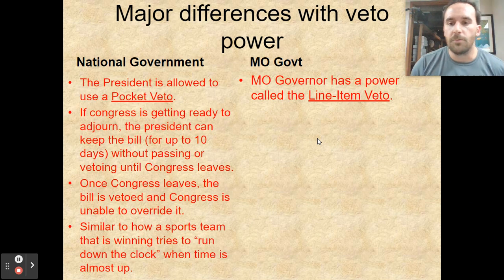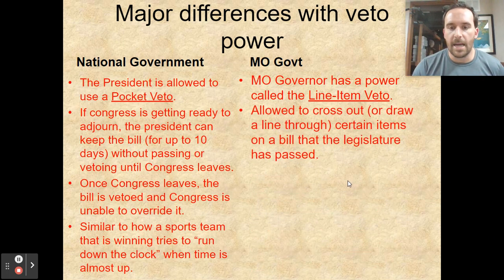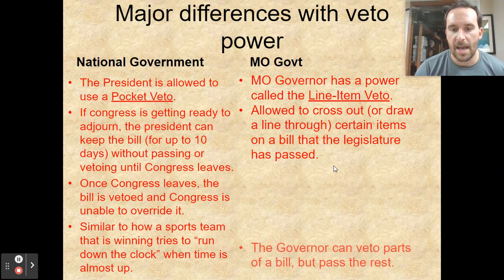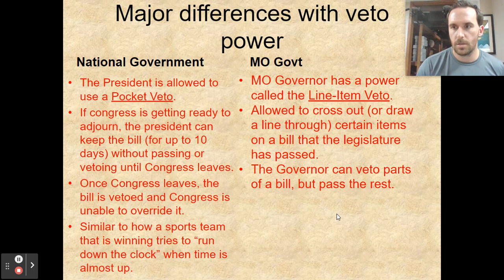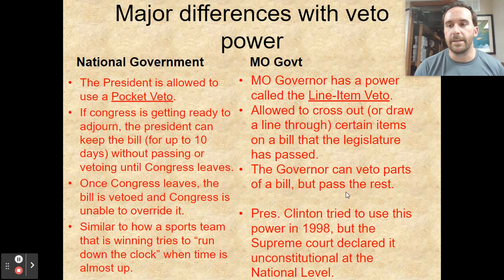Lastly, the Missouri governor, we said, has a power called the line item veto that allows them to draw a line through certain items on a bill that the legislature has passed and then pass the rest. So it's pretty unique to Missouri. And again, this is something that's different between the two that you're going to need to know. President Bill Clinton back in 1998 tried to do this, but the Supreme Court declared it unconstitutional at the national level, but they said states can still do it.